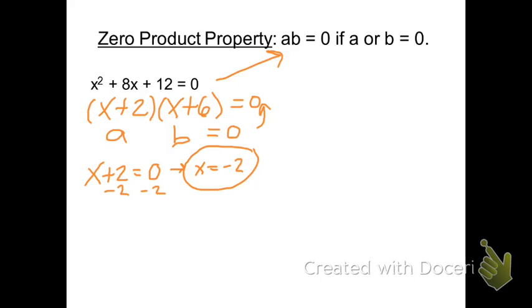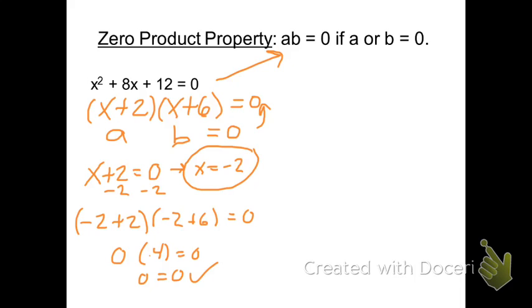And it makes sense because if you plugged -2 back into the equation, you'll get that it's true. Because -2 plus 2 is 0 times (-2 plus 6, which is) +4 equals 0 is true. We get 0 equals 0. Alright, and you don't have to do that bottom part. I was just trying to show you why it worked.